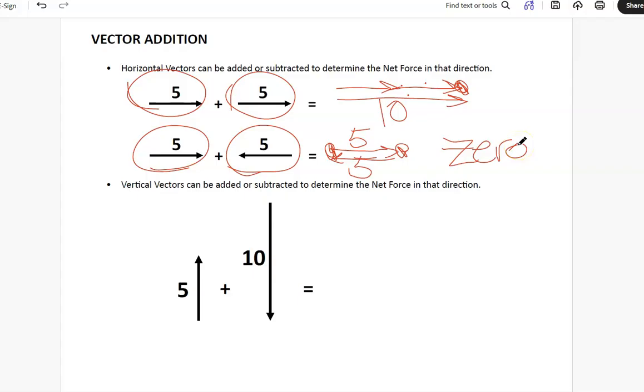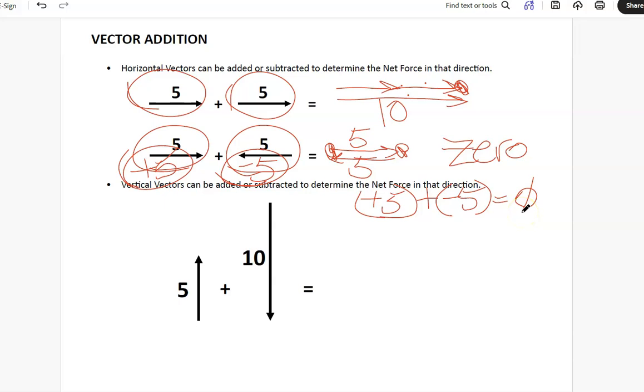Well, how do you do that mathematically? You can treat vectors that are to the right as positive numbers, so we can call this a positive 5 vector, and we can call this one, since it's pointing to the left, a negative 5 vector, and we just add positive 5 plus negative 5 together, we get 0, and that's our sum.